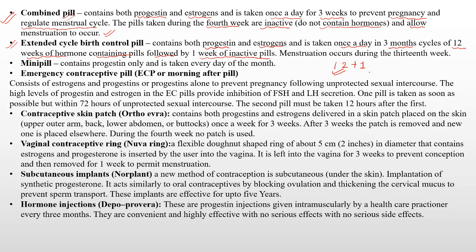12 weeks is the active period and 1 week is the inactive period. Menstruation occurs during the 13th week.